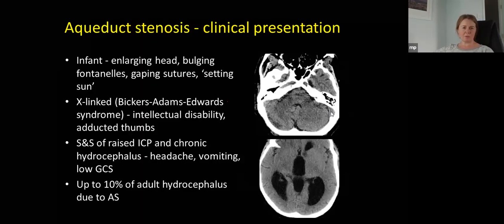And so how do these present? Well, in kids, enlarging heads, bulging fontanelles, the sutures get widened and they can have the setting sun sign. If it's X-linked, so there's a syndrome called Vickers-Adams-Edwards syndrome, they will also have cognitive impairment and adducted thumbs. And of course, clinically, they'll have symptoms and signs of raised ICP and chronic hydrocephalus. So up to 10% of adults with hydrocephalus will have aqueduct stenosis.